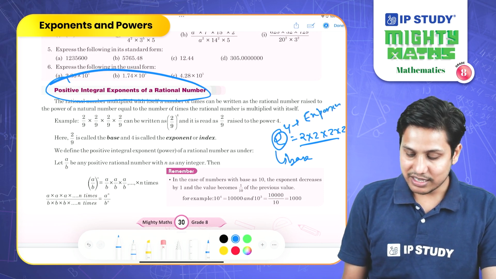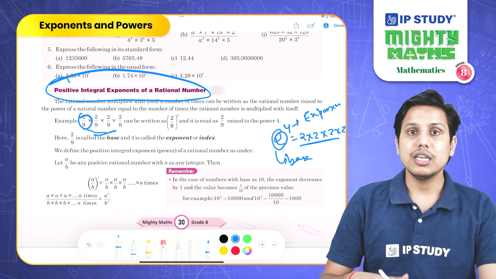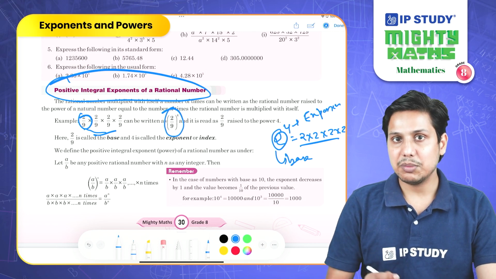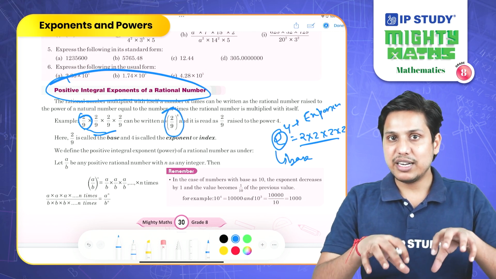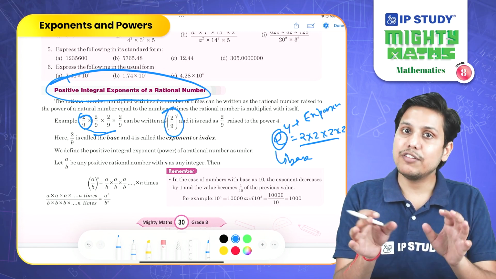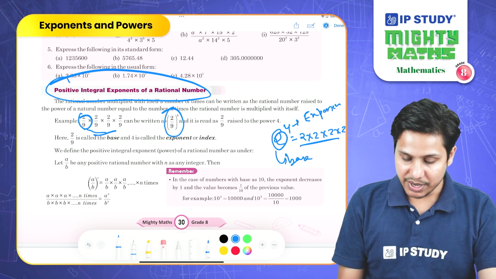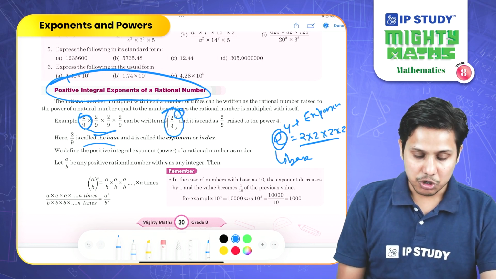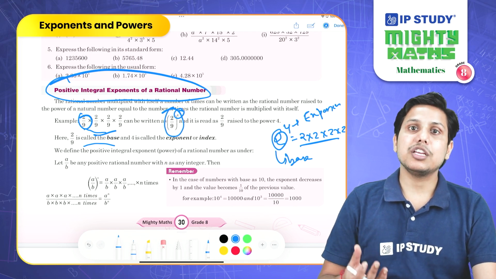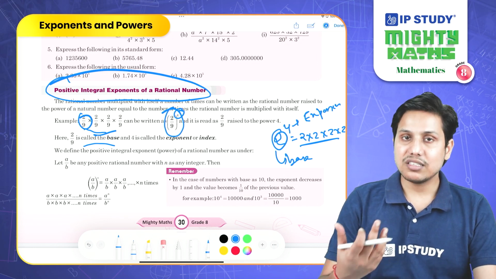Now, if we have a rational number, let's suppose 2 over 9, and it is multiplied with itself 3 more times, then we can write it as 2 over 9 raised to the power of 4. It means 2 over 9 is multiplied 4 times, and we can also say 2 over 9 is multiplied by itself 3 times. Here 2 over 9 is the base and 4 is the exponent. So the law that we have already covered about multiplying the same number again and again is also applied to rational numbers.